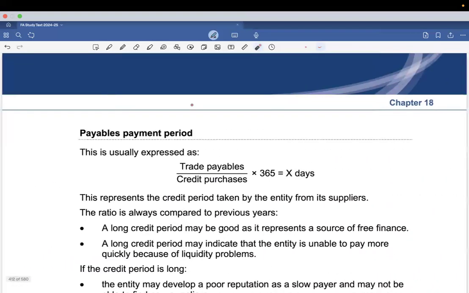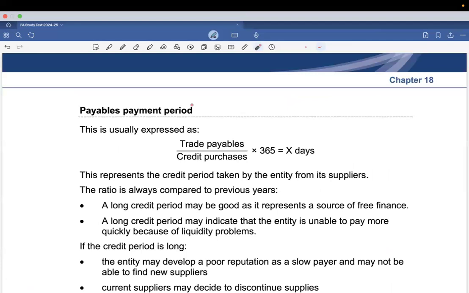Next one, payables payment period. The payables payment period is a ratio which tells us how many days we take in order to pay our suppliers. This is trade payables divided by credit purchases. You should always remember receivables are connected with credit sales, just as payables are connected with credit purchases. So trade payables divided by credit purchases into 365 would give you how many days you take to pay your current liabilities.